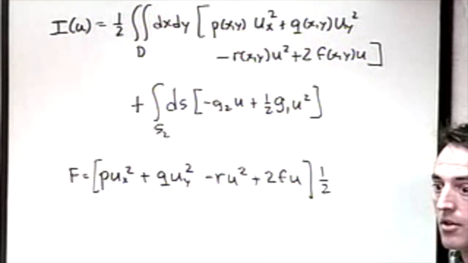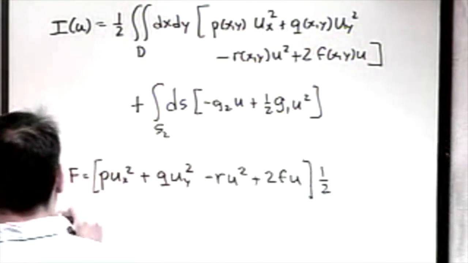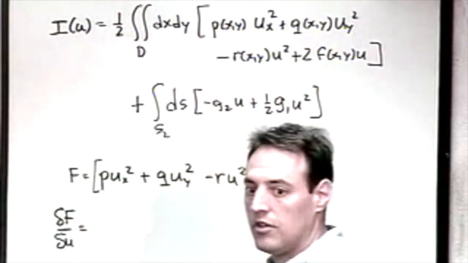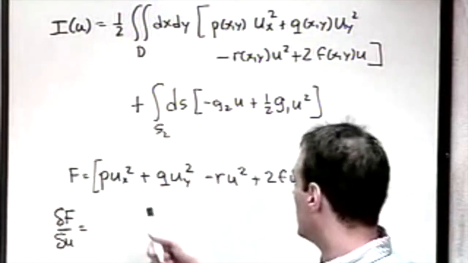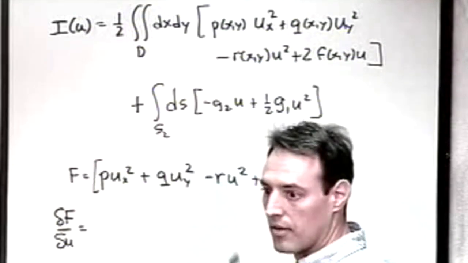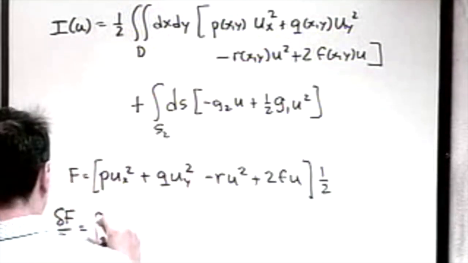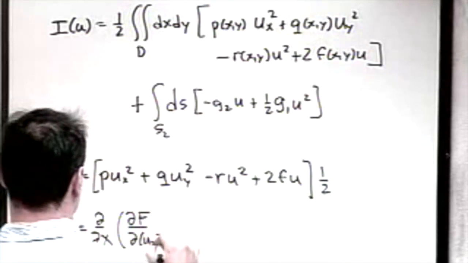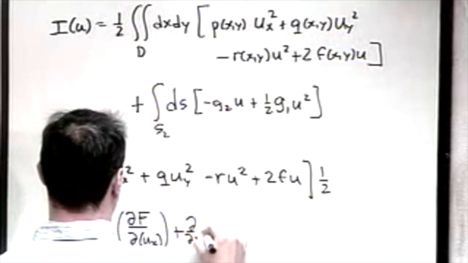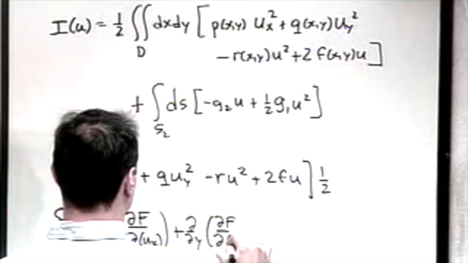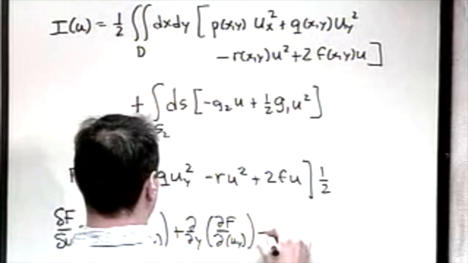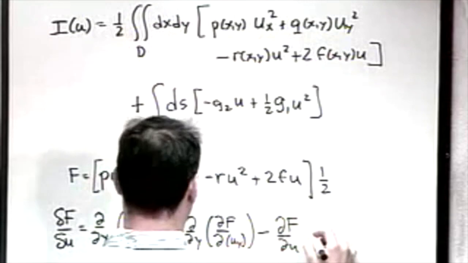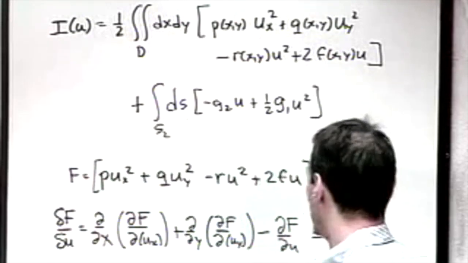Okay? So let's take the variation of it. What does that mean? It means, do this. This thing is a function of u, so it's df/du. And what is u a function of? Well, u_x, u_y, and u itself. So what you end up with is d/dx of df/du_x plus d/dy of df/du_y minus df/du, and that has to be equal to 0.